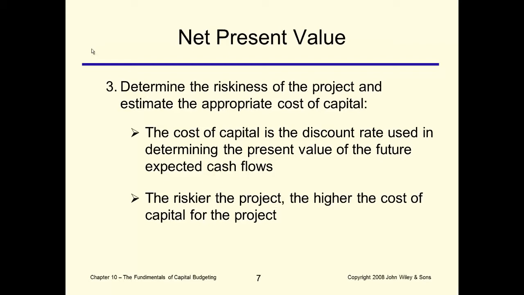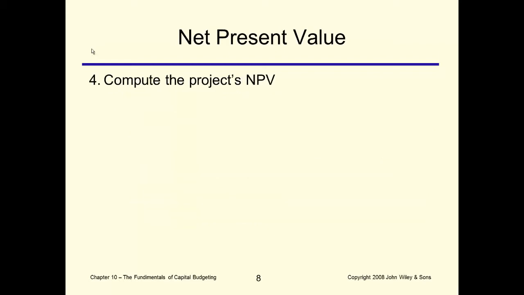You can have a bad project, a project that is without a doubt a loser for the firm, but if you assign a cost of capital that is too low because you underestimate the risk of that project, you're going to make it look like a really nice project, and that's going to lead to you accepting a bad project. Now that you have all your cash flows and you have your cost of capital, you can go ahead and calculate NPV.